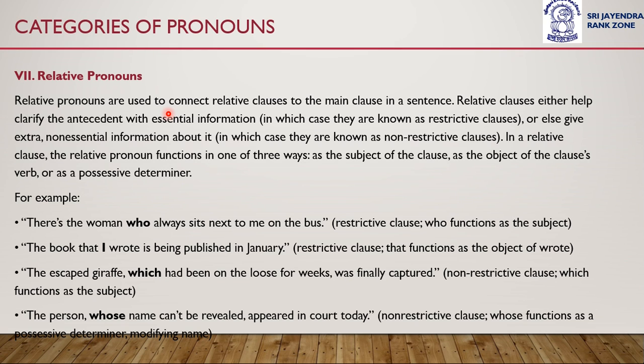The person whose name can't be revealed appeared in court today. So, whose is representing a non restrictive clause. Okay. And it is functioning as a possessive determiner, modifying the name of the person. Okay.